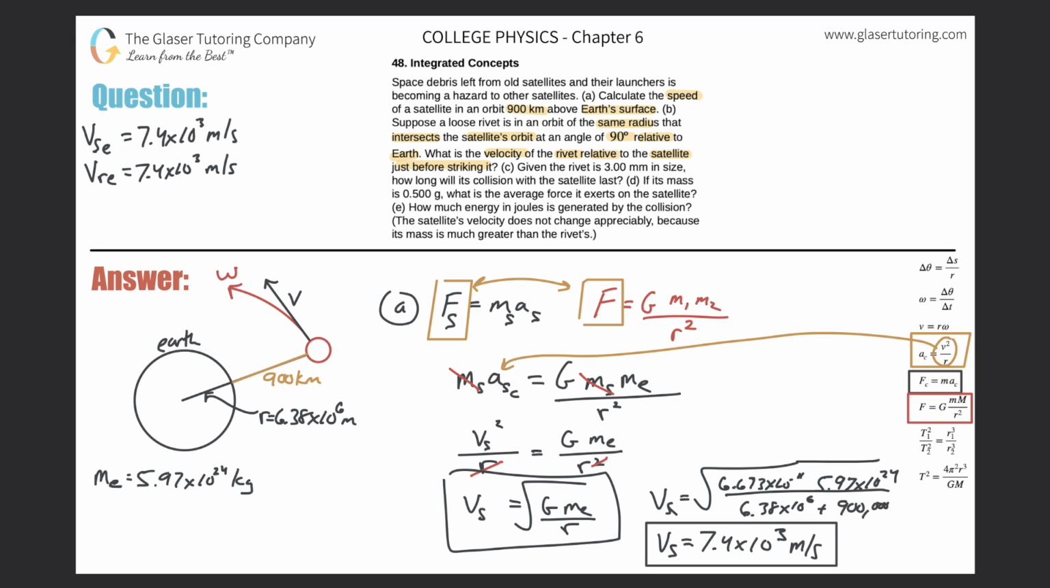The question is asking me to find the velocity of the rivet relative to the satellite. So I have to find this, the velocity of the rivet relative to the satellite. Now, we've done a lot of examples about relative velocities back in Chapter 3. So if this is a little rusty, please look back to some of the Chapter 3 questions, all right? And so this is our question.